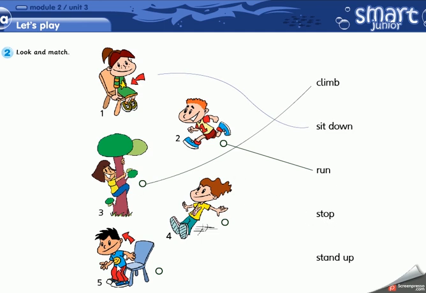Now we have number four and number five. Which one is stop? This one? No, this one. Yes, good. The last one will be, come on, let's read it. Yes, stand up. It's stand up. This is the picture of the boy who's trying to stand up.